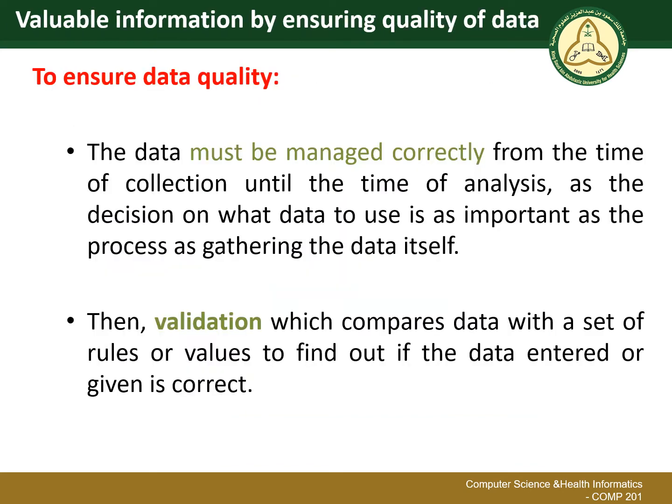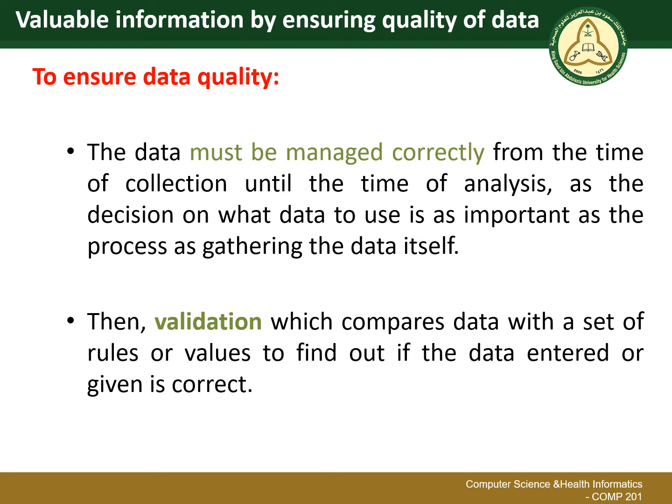How can we get valuable information? We can get valuable information by ensuring quality of data. To ensure the quality of the data, it must be managed correctly from the time of the collection until the time of analysis. The decision on what data to use is as important as the process of gathering the data itself. So gathering the data is very important, because based on this data, a decision will be made.